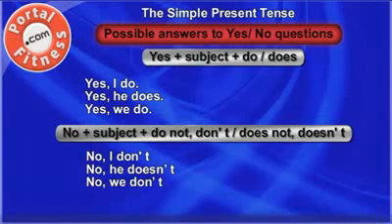The answers for the yes-no questions are short answers, yes or no. The structure is yes plus a subject plus do or does. For example, yes, I do. Yes, he does. Or yes, we do. And for no, it is no plus a subject plus do or does plus not. No, I don't. No, he doesn't. No, we don't.